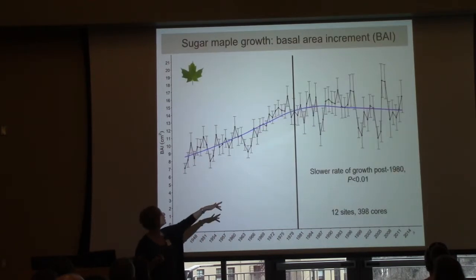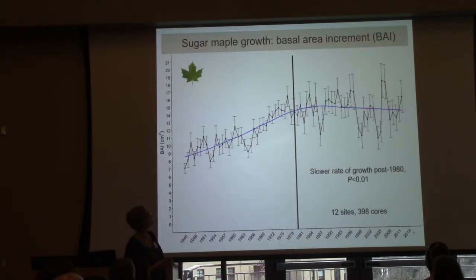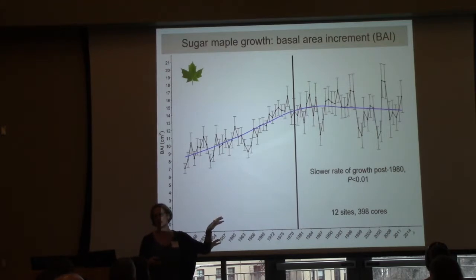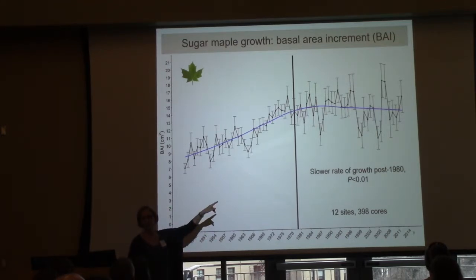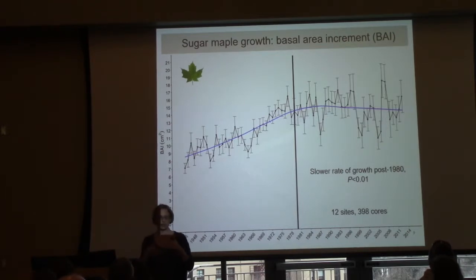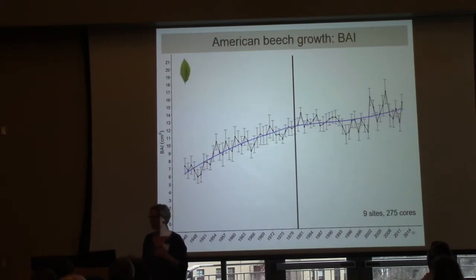Something else that is notable here for sugar maple is that in the second half of the chronology, there's more variability than the first. So more variability in terms of growth year to year, but also, with these error bars, more variability among sites. So why this is the case, we're going to be thinking about, but also looking at statistically.